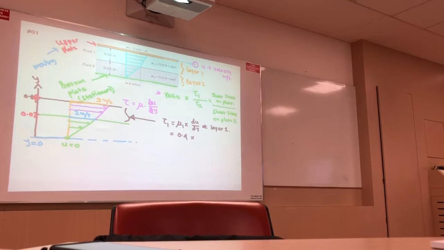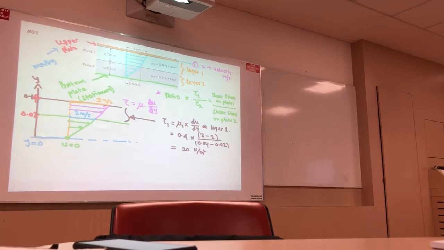Then you can see, I can write du becomes 3 at layer 1, right? 3 minus 2 divided by 0.04 minus 0.02. I can write it, no problem. Then I can find 20 Newton per meter square.